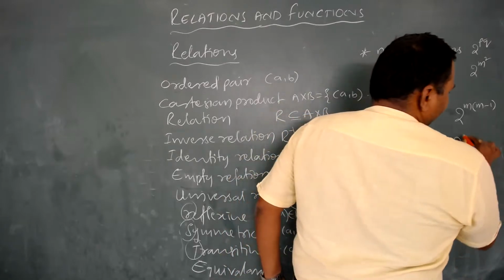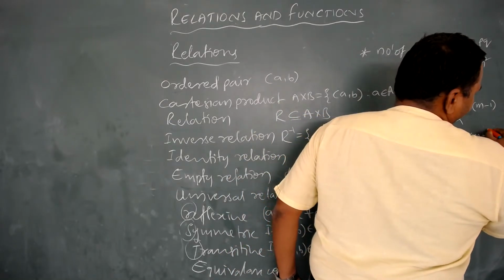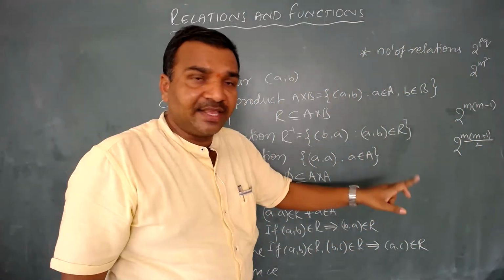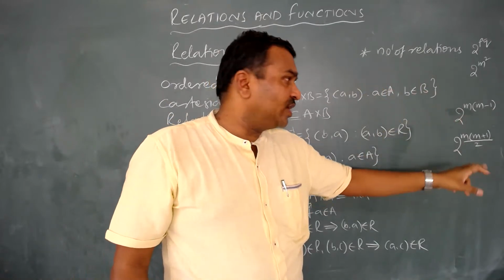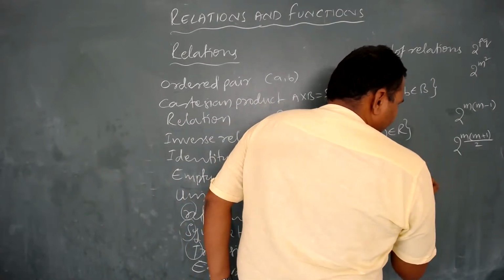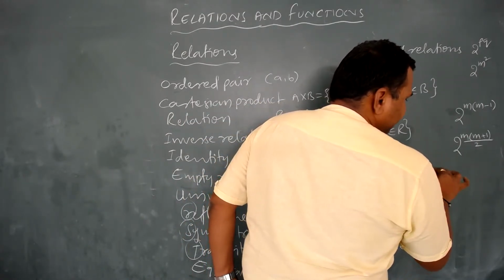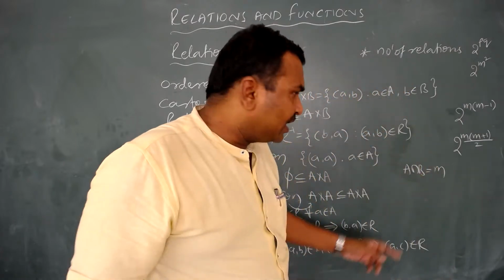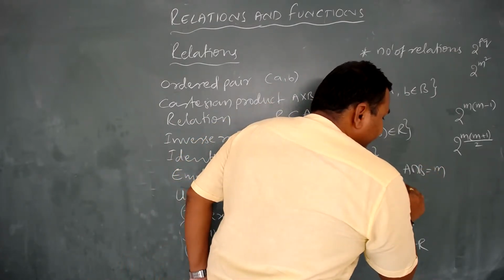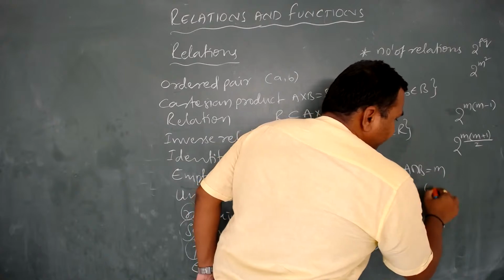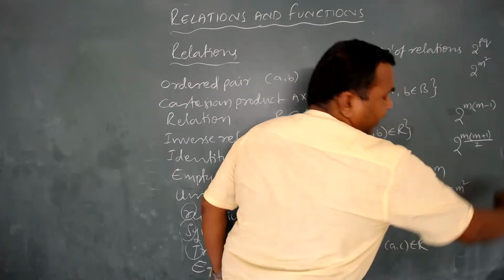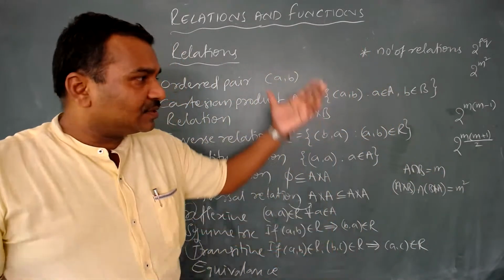Next, 2 power m into m plus 1 by 2. This is the formula for the number of symmetric relations on set A, where A is a set which contains m elements. Next, one more important formula we discuss. If A intersection B is equal to m, meaning the number of common elements in A and B is m, then the number of common elements in A cross B and B cross A is m square.